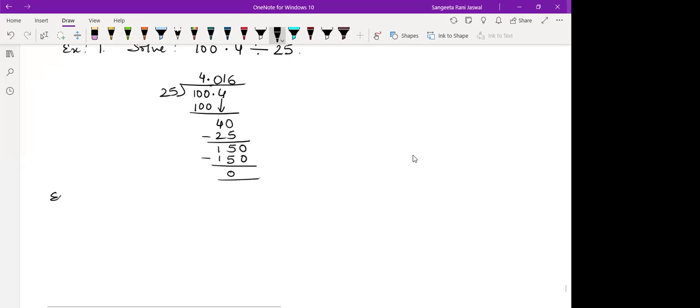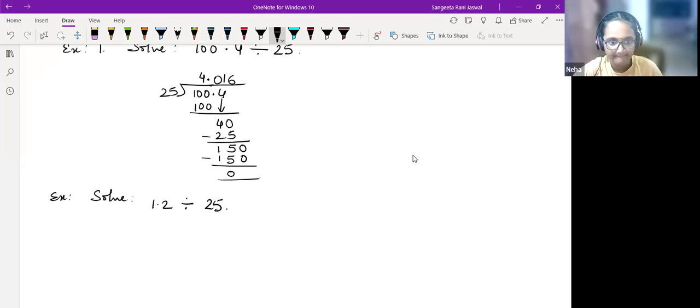So let's take another example on this only before we move to the next type of division. This is now 1.2 divided by 25. Would you like to try this now? Yes, ma'am.